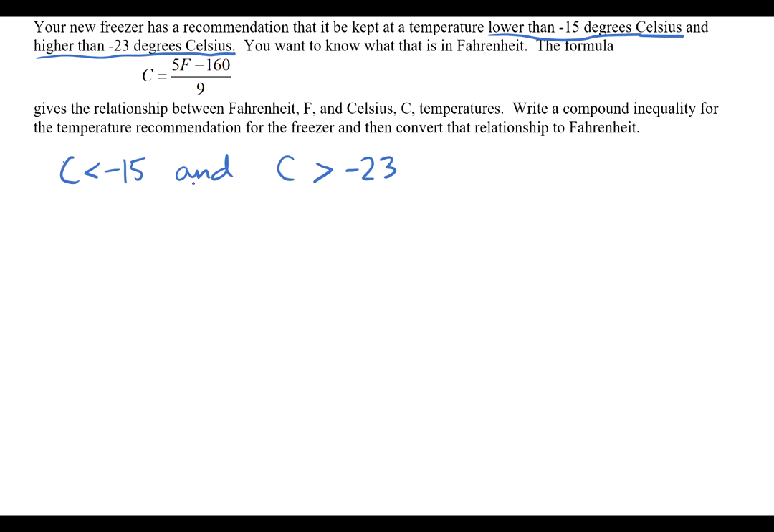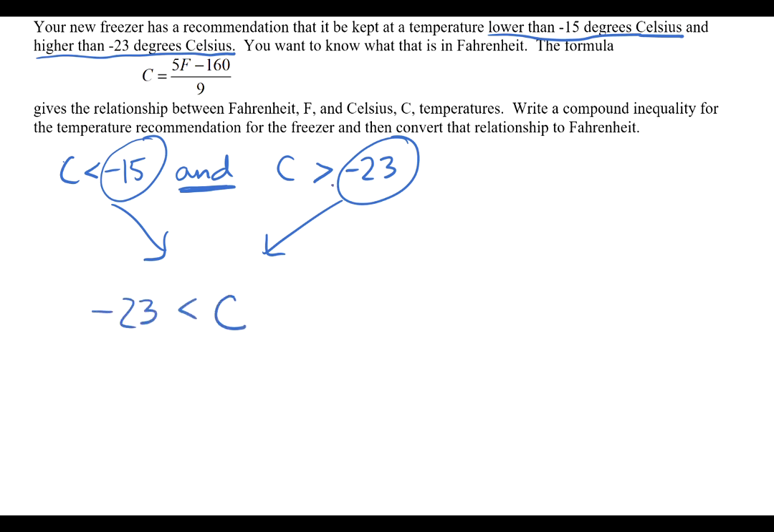Okay, now this is an and statement, and what we could do is put this into a double inequality, because this is giving me a high value and this is giving me a low value. So negative 23 is less than C. Notice I've still got the symbols facing just the same way as I had in this statement. The C has the mouth opening to it, the negative 23 not so much, because C is bigger than negative 23. And then C is less than negative 15.